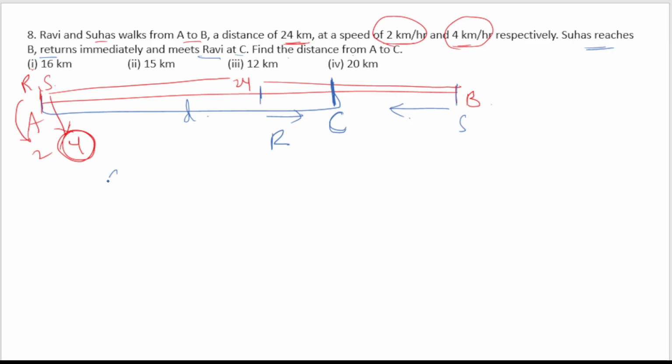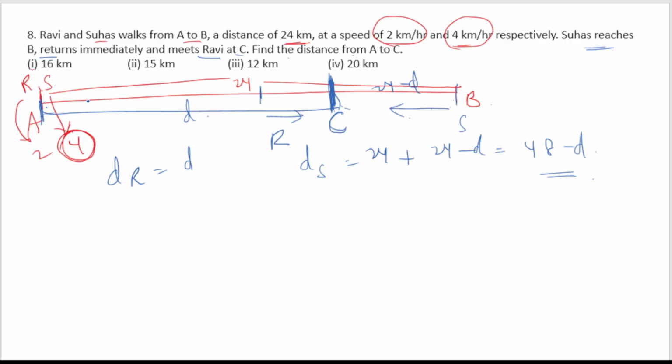Now, what is the distance traveled by Ravi? Distance traveled by Ravi is D. Ravi started from A and he reached C point only. He traveled D distance, and the distance traveled by Suhas is what? He traveled 24 kilometers from A to B, and again he reached the point C. See, the full distance from A to B is 24 kilometers and A to C is D. So C to B will be what? It is 24 minus D. Plus 24 minus D, it is 48 minus D. Suhas traveled 48 minus D kilometers.